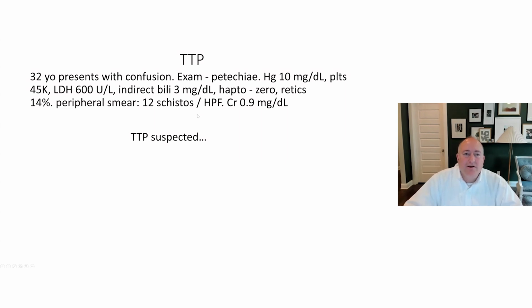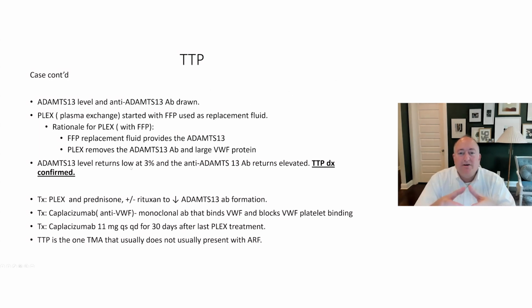So what are you going to do? You suspect this, you're going to draw some blood. You're going to draw an ADAMTS13 level and an antibody to ADAMTS13, right? Then you're going to call radiology to place a Vas-Cath, and you're going to start plasma exchange. Why do we do plasma exchange in TTP? Well, several reasons. One, you're going to remove the antibody. By drawing out the plasma, that's going to remove the anti-ADAMTS13 antibody. It also will remove some of that very large von Willebrand protein. And the replacement fluid for the plasma removed is going to be FFP, fresh frozen plasma.